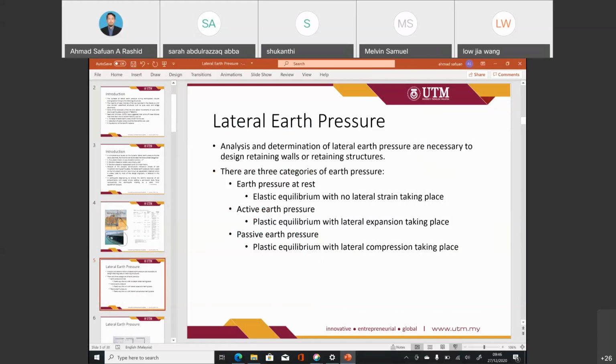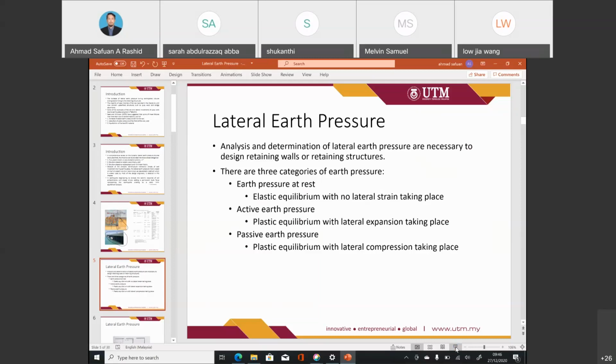loading. Okay. So analysis and determination of lateral earth pressure are necessary to design retaining walls or retaining structures. Okay. So there are three categories of earth pressure. Okay. The first one is the earth pressure at rest.